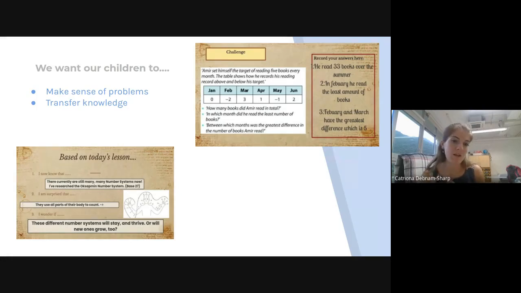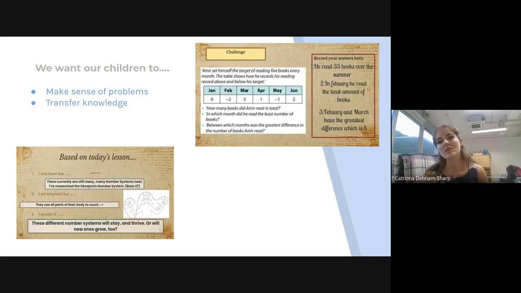So base 10 is the place value system that we use in society. And they were going, oh, actually, base 10 is pretty simple. And before, I think they thought it was quite confusing. So when they realized that around the world, people use systems like base 27, which was very complicated, and that they were using all the body parts to count, they then realized, well, the question here was, will these different number systems stay and thrive, or will new ones grow too?